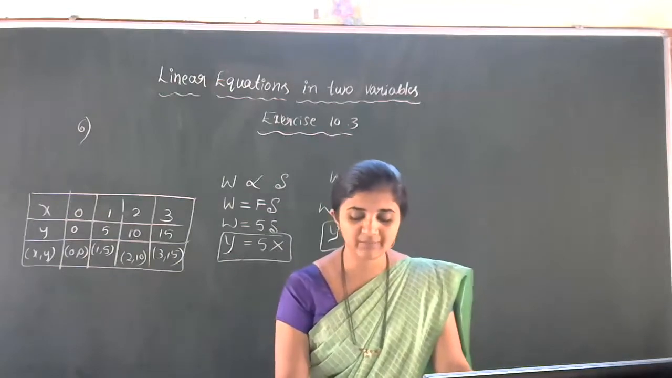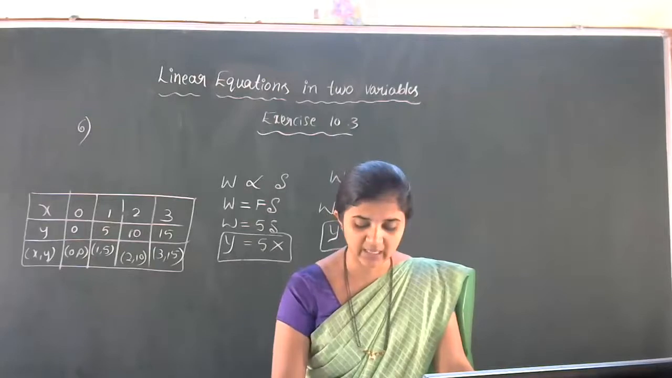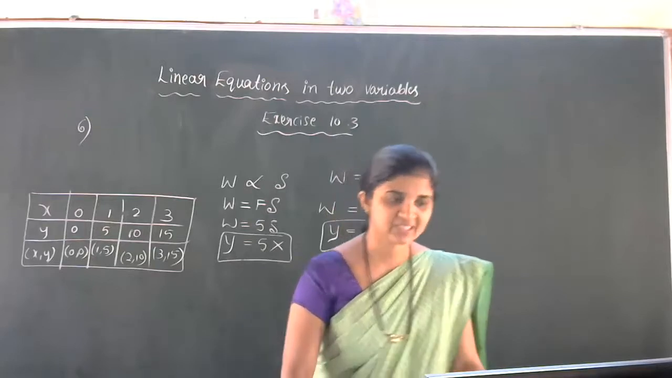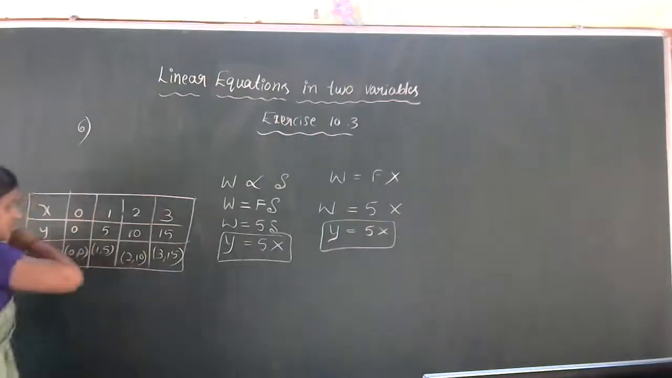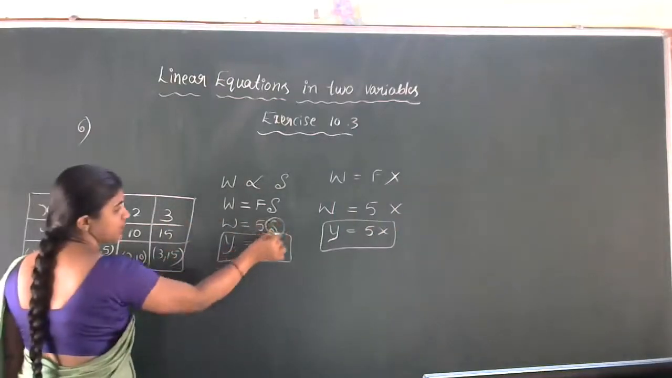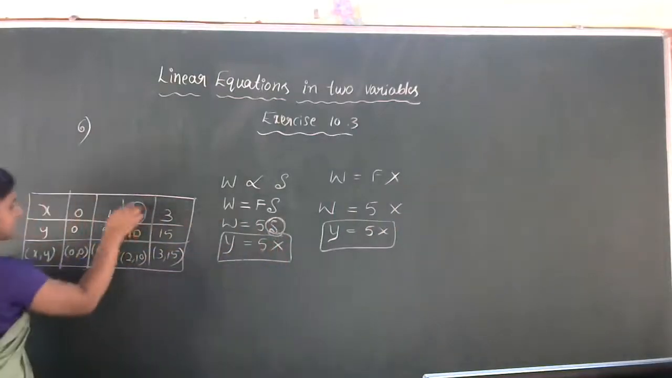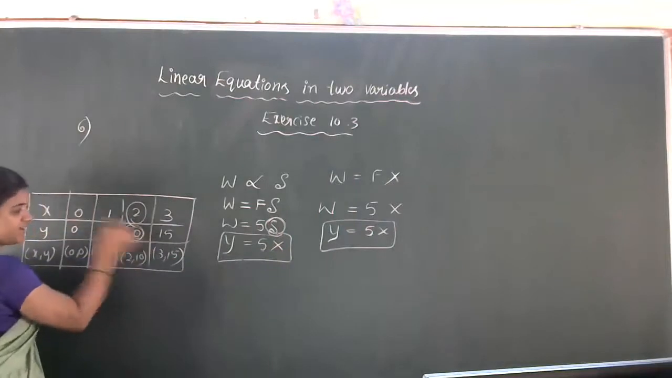Okay, work done when the distance traveled by the body is 2 units. Distance traveled by the body is 2 units. Distance traveled by the body means this. Okay, distance traveled 2 units, then work done is how much? 10.